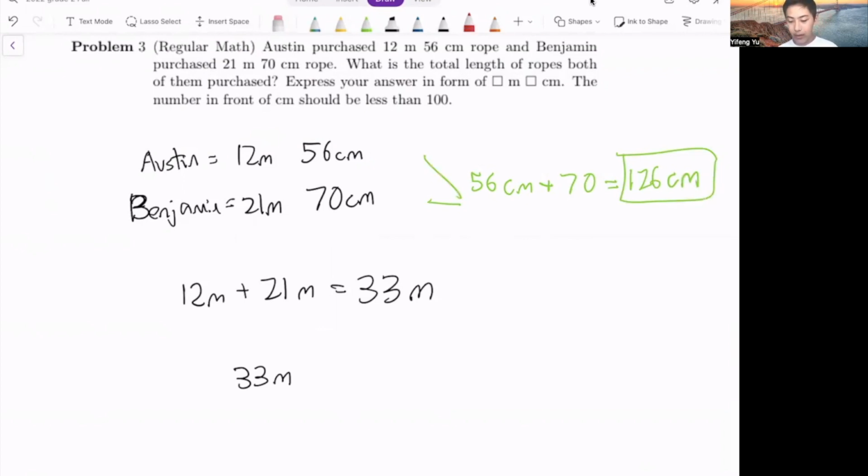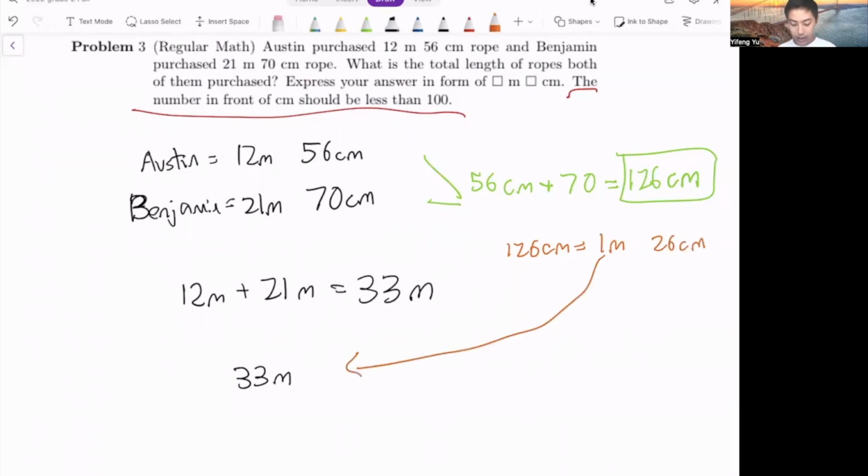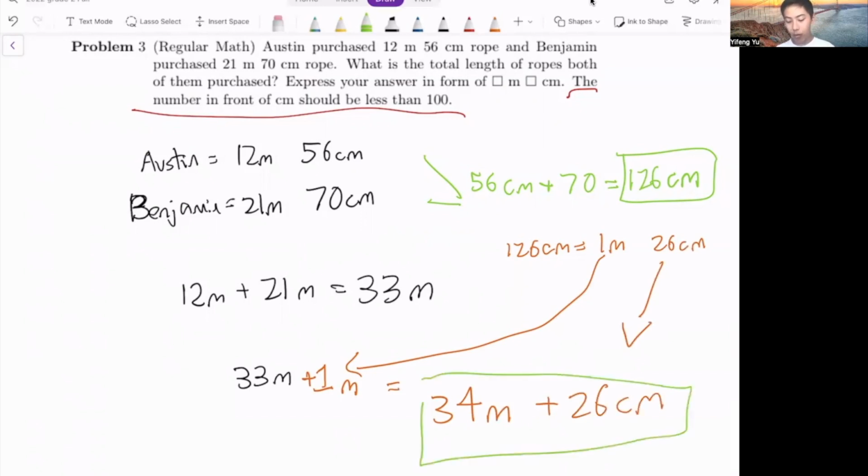But it says here that the number in front of centimeters should be less than 100. So we know that we can swap out 126 centimeters for 1 meter and 26 centimeters. So therefore, we add the 1 meter to here. So it gives us 34 meters and 26 centimeters. So in total, Austin and Benjamin purchased 34 meters and 26 centimeters.